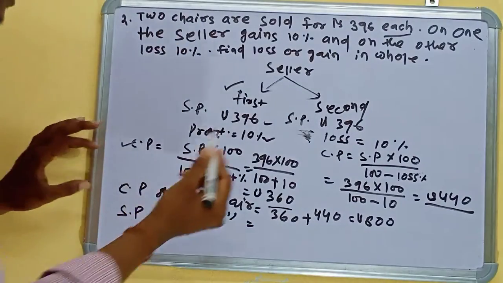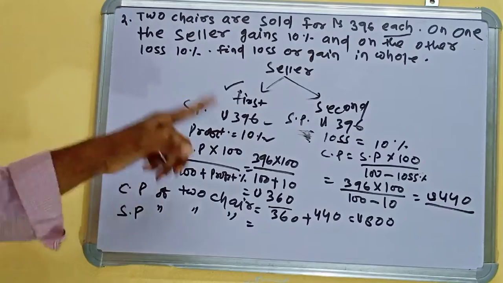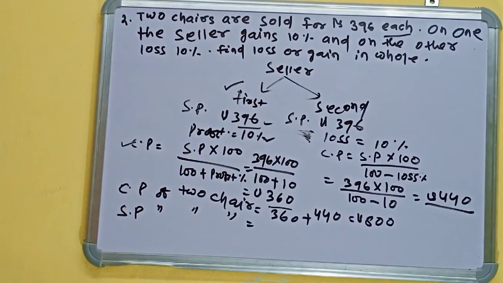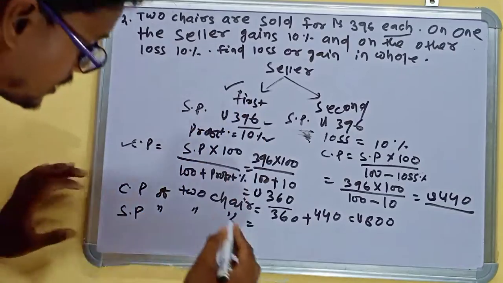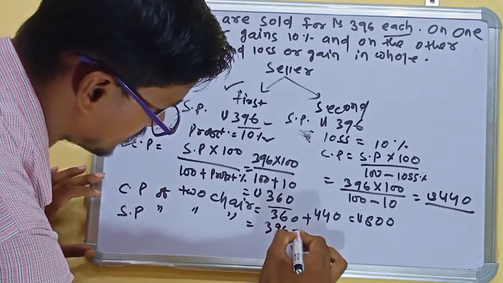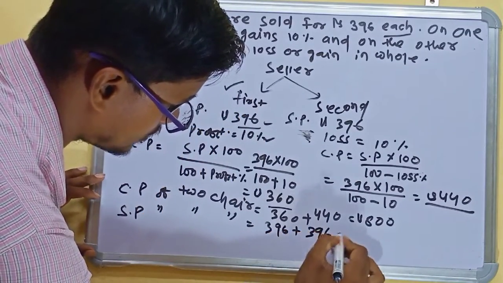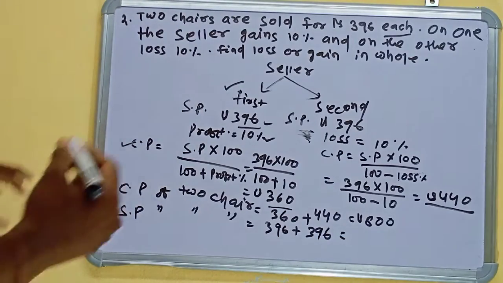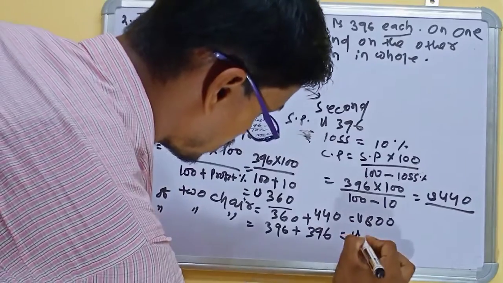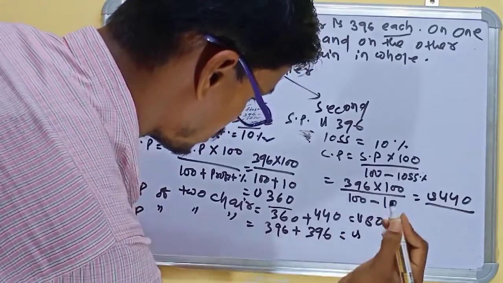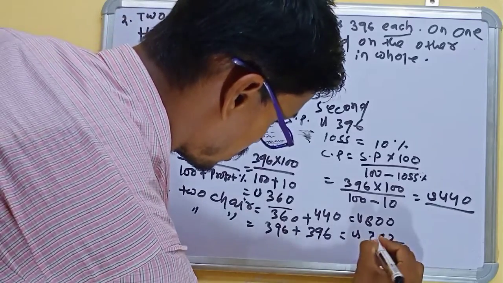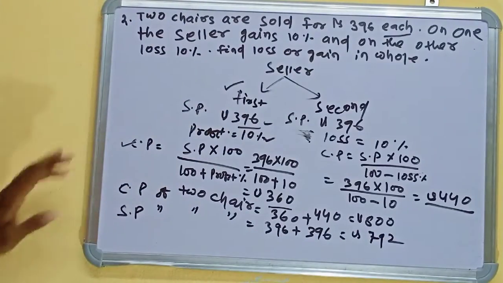Now the SP of two chairs. Each selling price of a chair is equal to rupees 396. The first chair selling price is 396 plus the second chair selling price is 396. Then the total is 792.